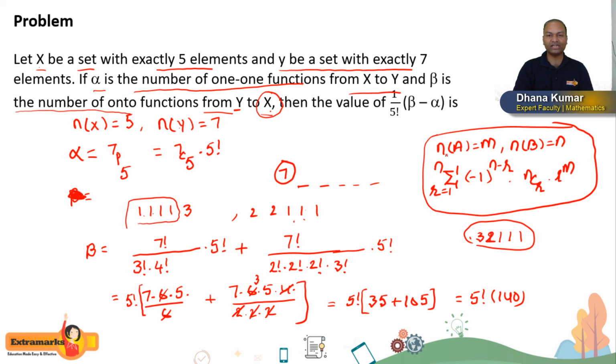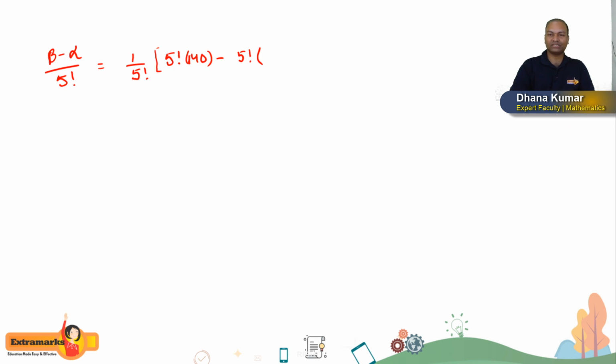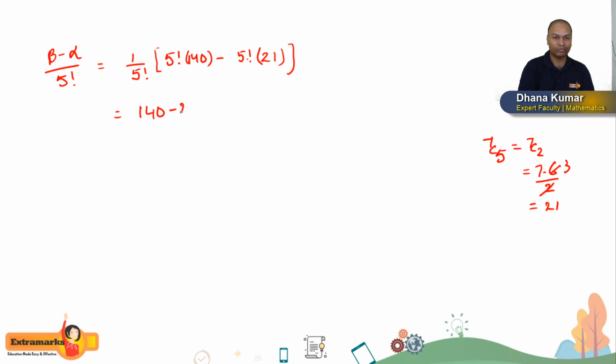This is beta. But actually what we calculate is beta minus alpha by 5 factorial. Now you see, beta minus alpha by 5 factorial is equal to 1 by 5 factorial into beta, which is 5 factorial into 140, minus alpha, which is 5 factorial into, just you see, 7C5. 7C5 can be written as 7C2. Simplification: 7 into 6 by 2, 2 3s are 6, 7 3s are 21. So 21. See here, total 5 factorial is common. 5 factorial cancels. So that is equal to 140 minus 21.